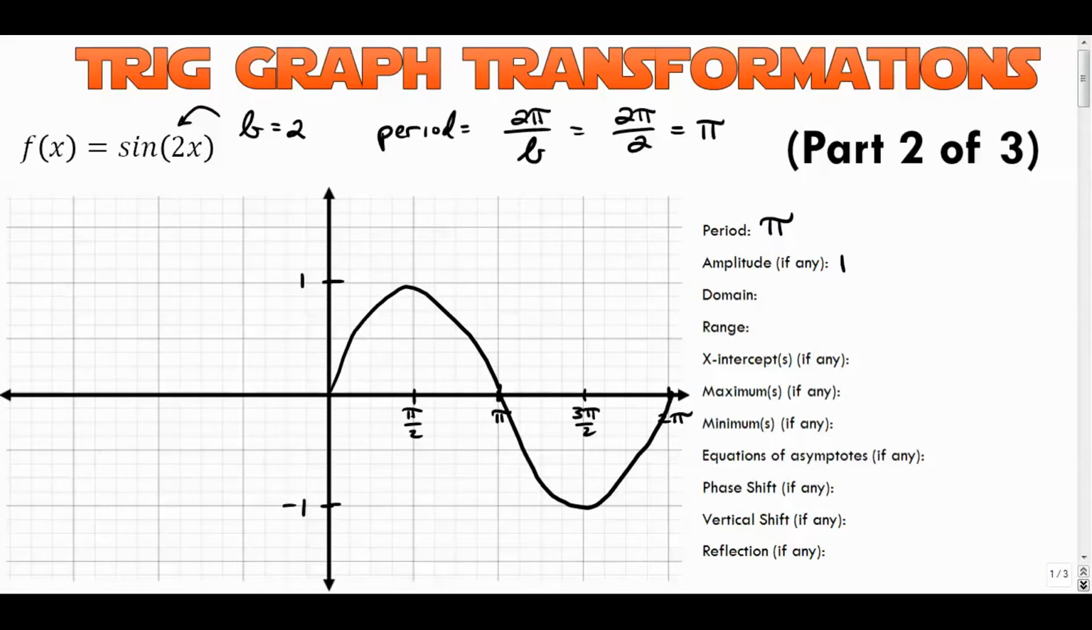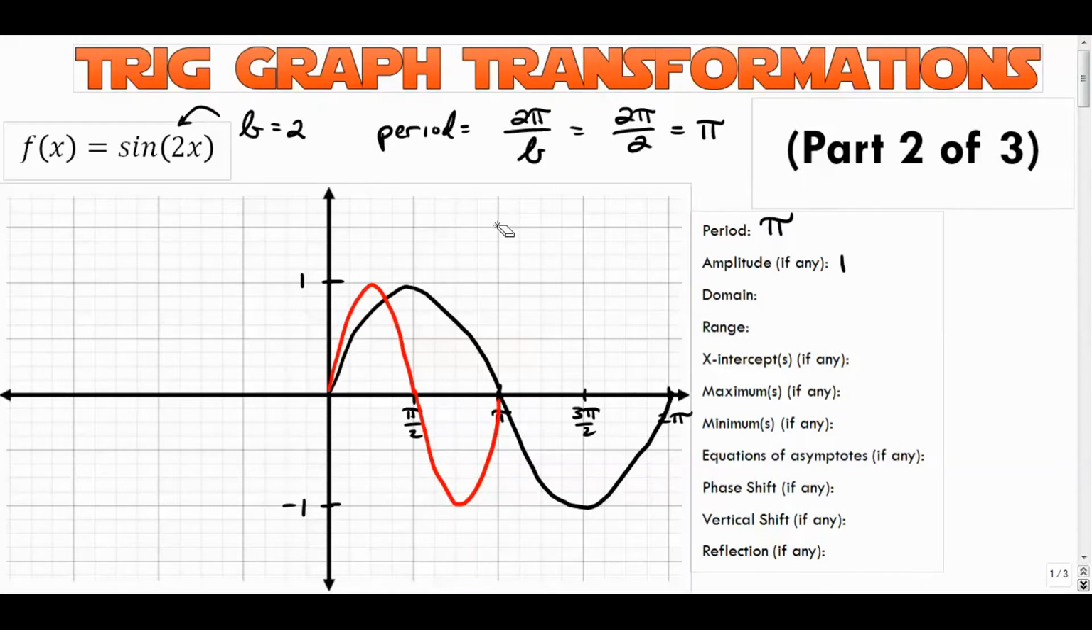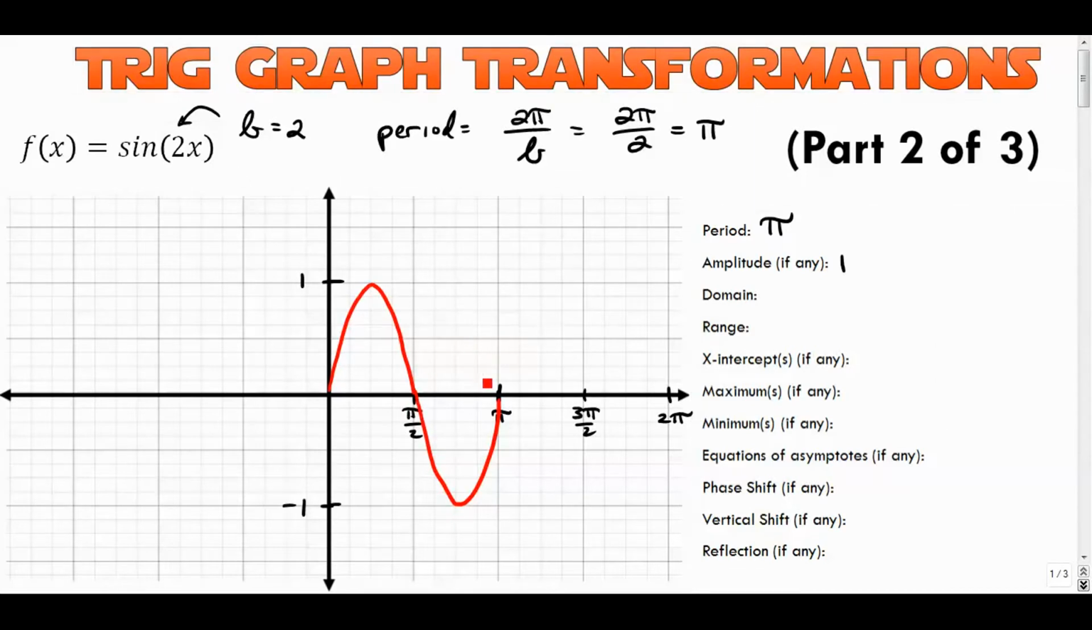It's a little sloppy, but what happens here is the period gets cut in half. So now the graph starts and ends in half the distance. So you can see a nice comparison between the two. So now our period is just pi.